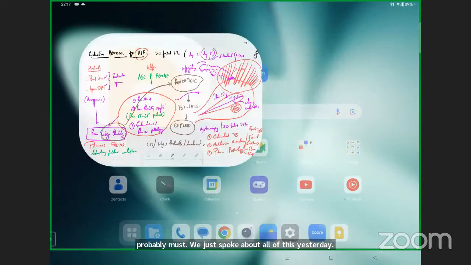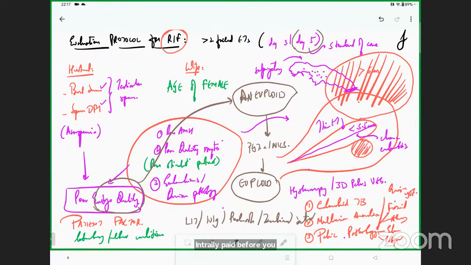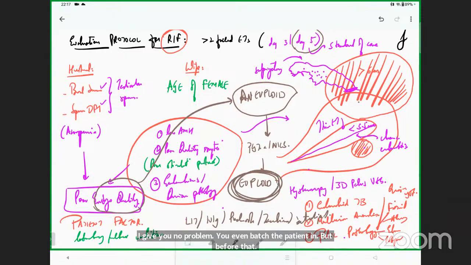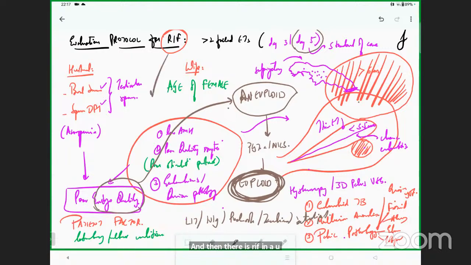intralipid. Before you start saying that, "Oh, I give intralipid," you give, no problem. You even bathe the patient in intralipid. But before that, you are supposed to ensure that the embryo is euploid. Okay? Because when you evaluate a euploid embryo, and if a euploid embryo has failed, and then there is RIF in a euploid embryo, that is when you start testing the patient for the entire recurrent pregnancy loss protocol.